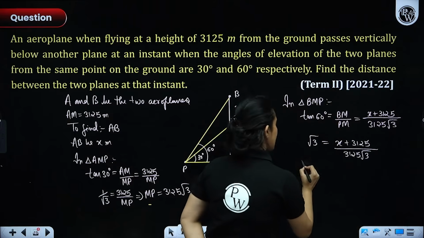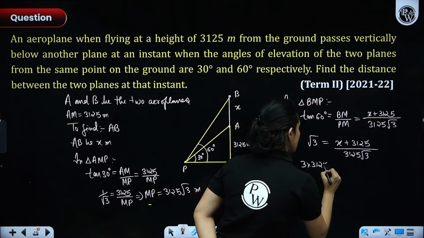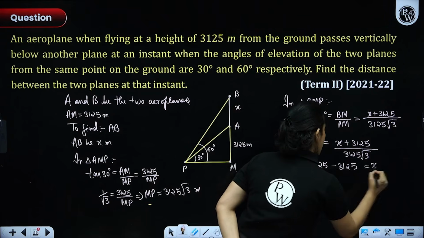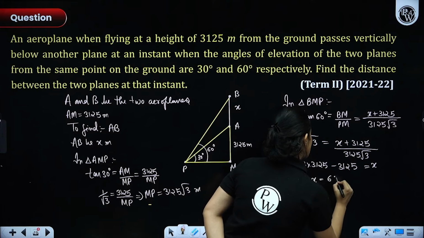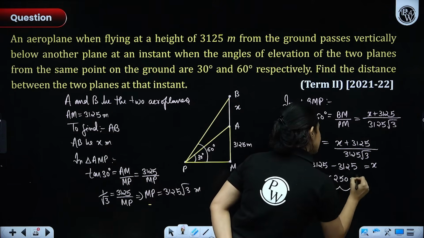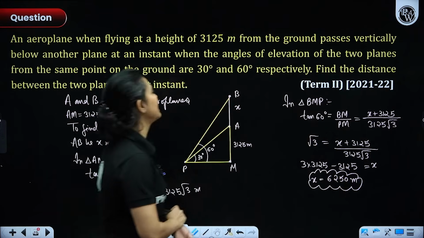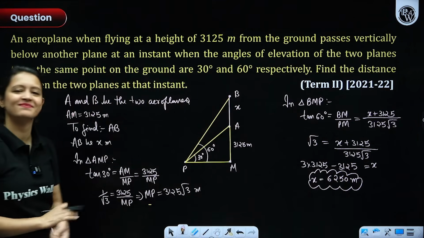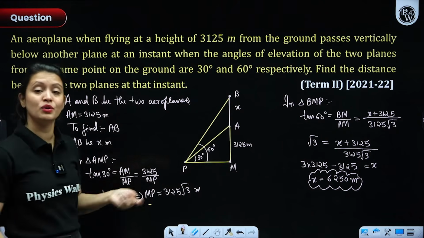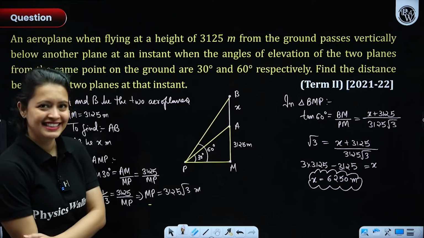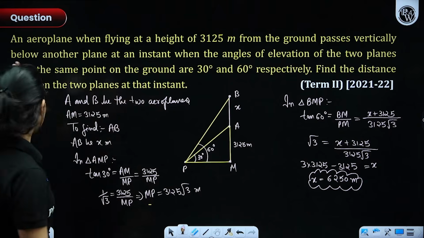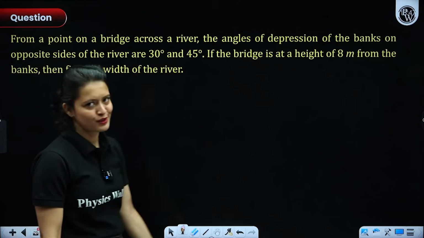I can take this here, so I'll have 3 into 3125. Now I'll take this 3125 also here, so minus 3125, and that's the value of x, everyone. So the value of x comes out to be 6250 meters. That's it, guys. That's the distance between the two planes at that instant. Understood? I think this is very simple, very basic, right? And this question is quite common in your board exam, so make sure that you understand it. Okay? So 6250 meters is the answer, and there was only one thing we had to figure out, so we are done. Let's move on to the next problem.